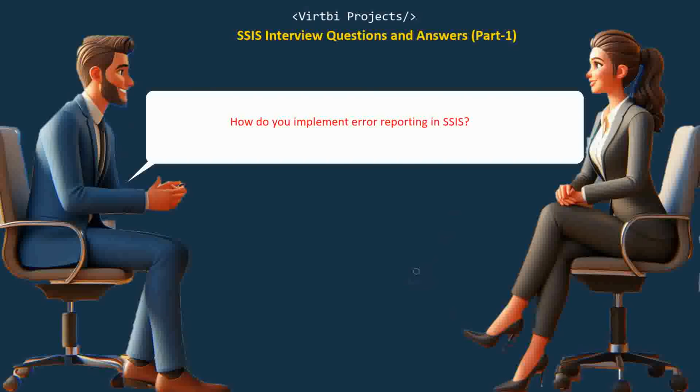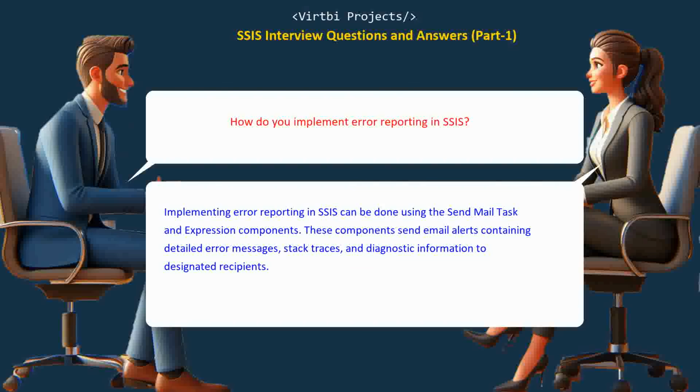How do you implement error reporting in SSIS? Implementing error reporting in SSIS can be done using the Send Mail task and expression components. These components send email alerts containing detailed error messages, stack traces, and diagnostic information to designated recipients.